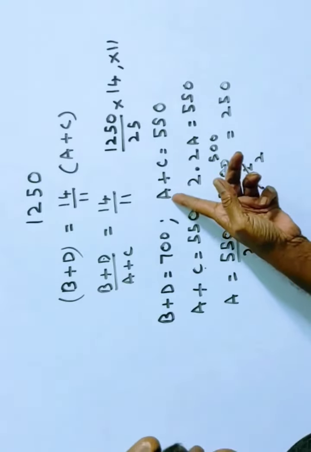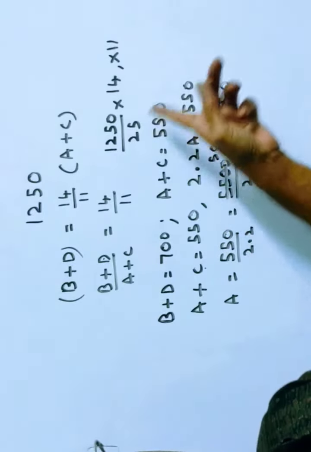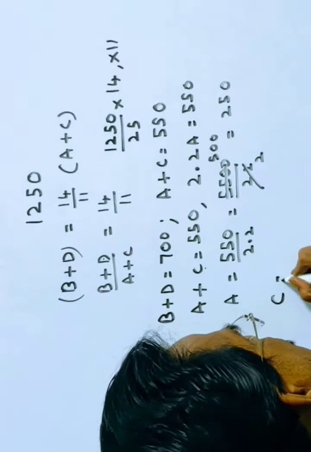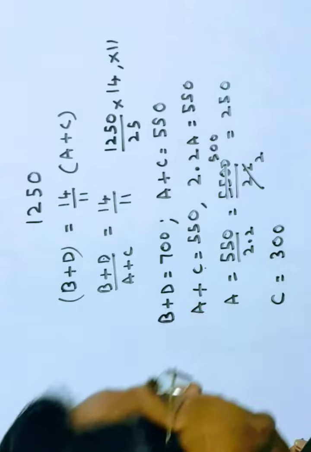Friends, if A is equal to 250, then C is equal to 550 minus 250, 300. C is equal to 300.